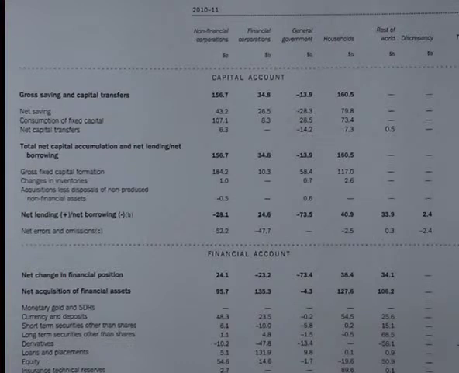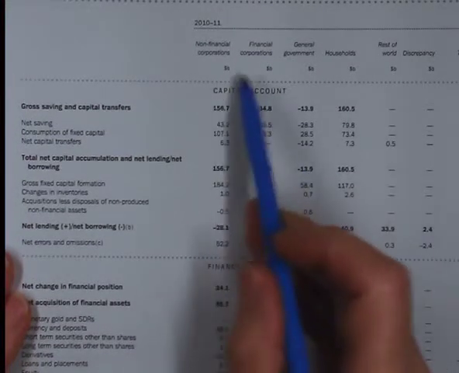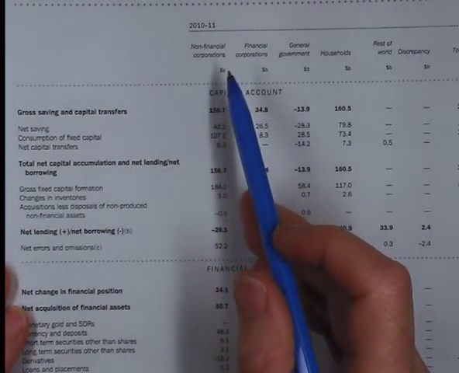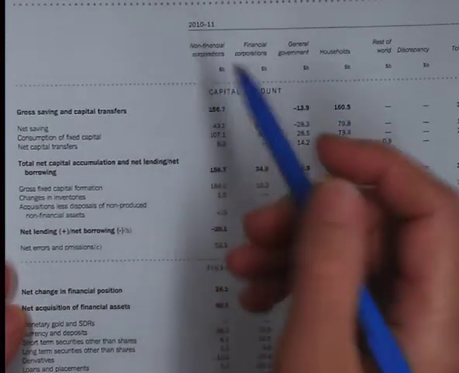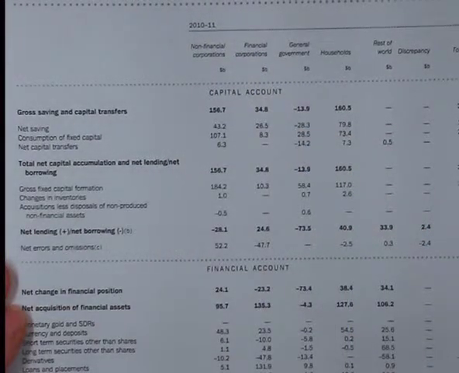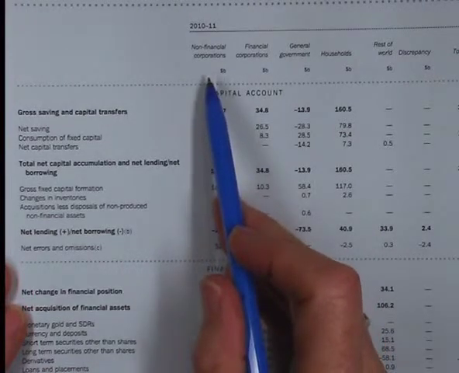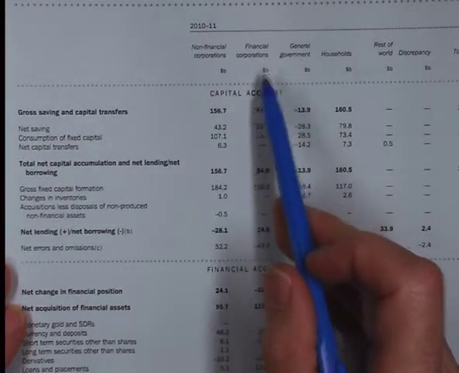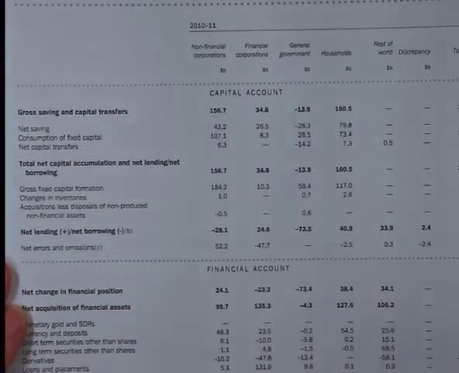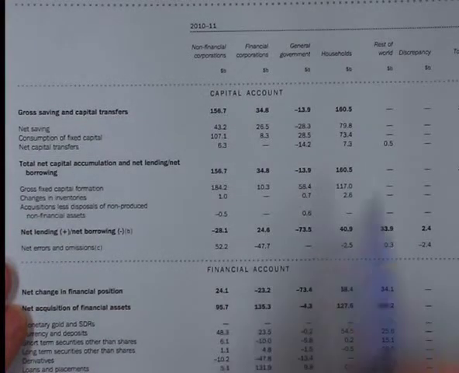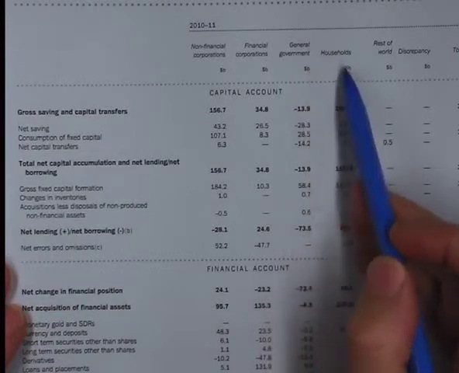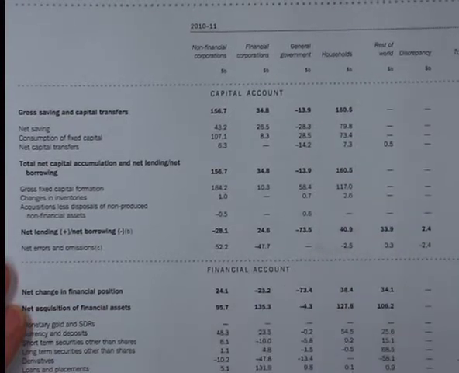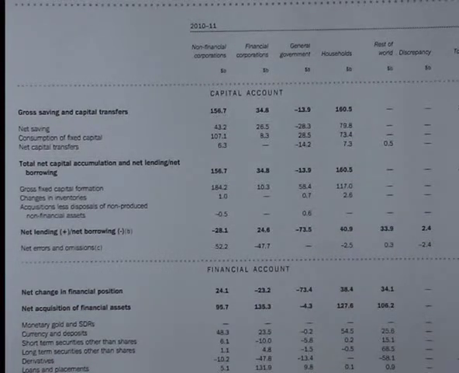All right, so having a look at the sectors first of all. First of all, we've got non-financial corporations. That's the business sector. So if you're looking at the way in which the business sector in Australia is financing its activities, you look at the non-financial corporations sector. Then we have financial corporations, so those are financial intermediaries. We have general government, self-explanatory, households and the rest of the world. So the flow of funds statement is divided into those 5 sectors.